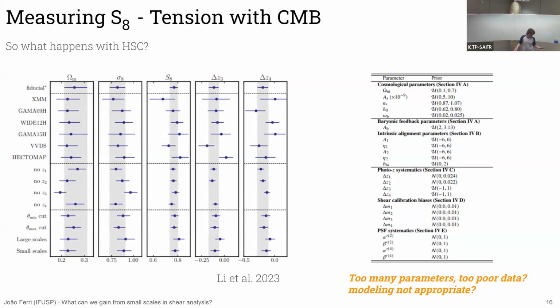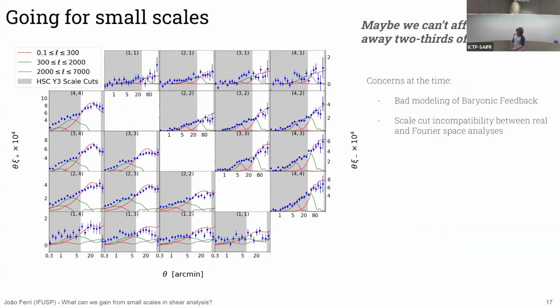But yeah, the HSC has one of the best cameras. But one thing is for sure, they don't have little data. They just chose to cut most of their data. So this is a plot of psi plus and psi minus, and all the autocorrelations and cross correlations. And the gray shaded regions are all the things that were cut in their official analysis.